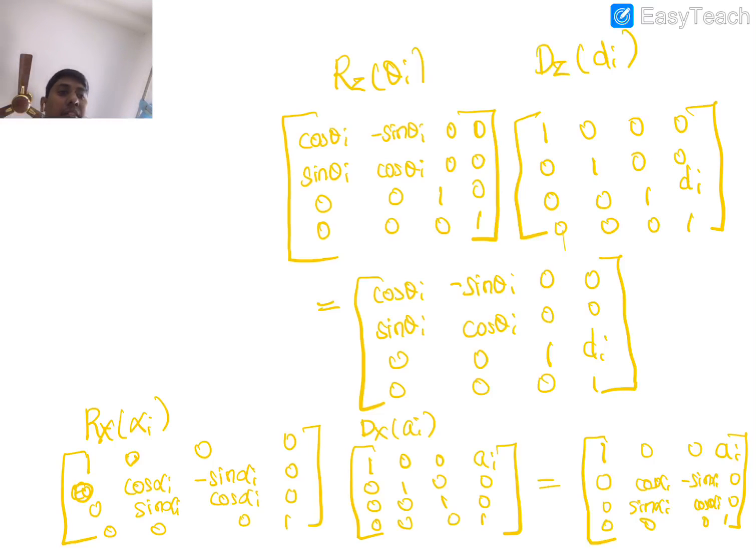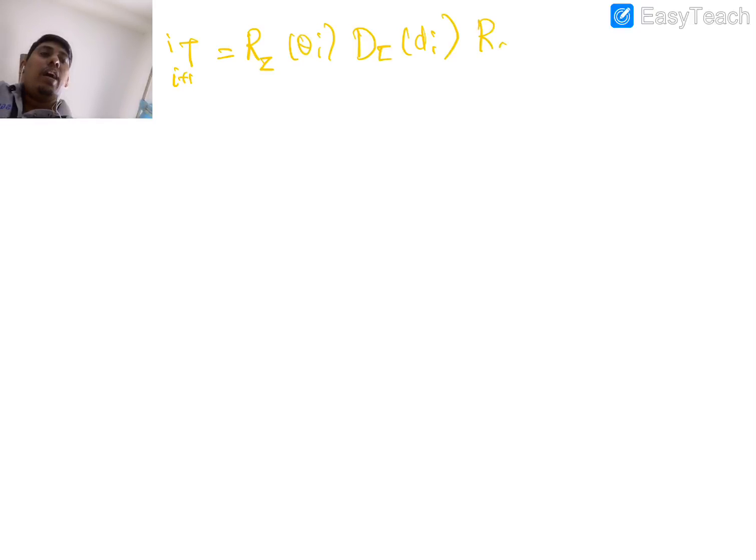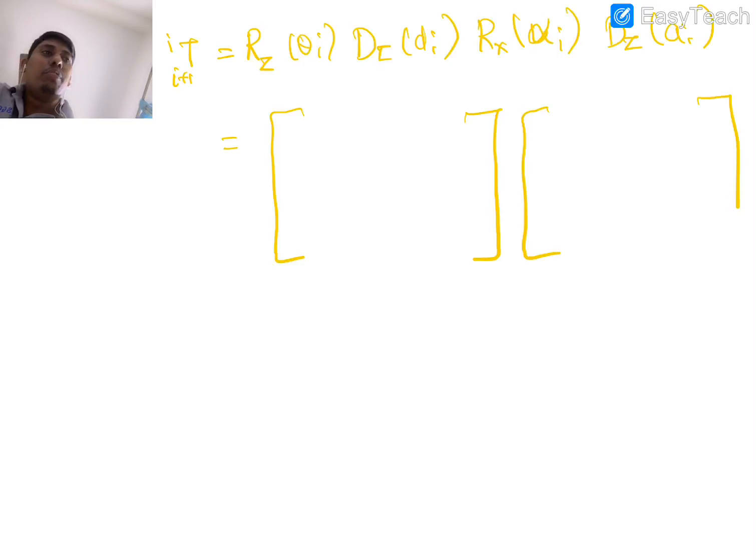Right, so these are the things we'll get. So now what we have done is, we are trying to find the transformation from i plus 1 to i, with rotation about z by theta i, then translation d i along z, and rotation about x by alpha i, and translation a i along x. Okay, so now you have this matrix, you already multiply.